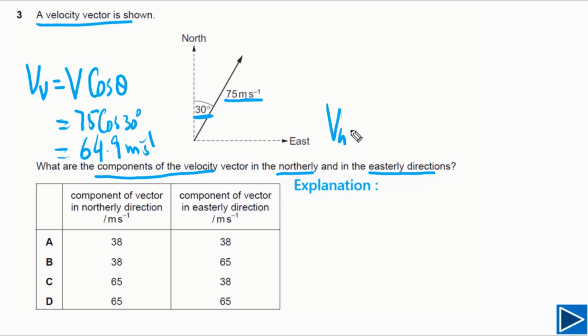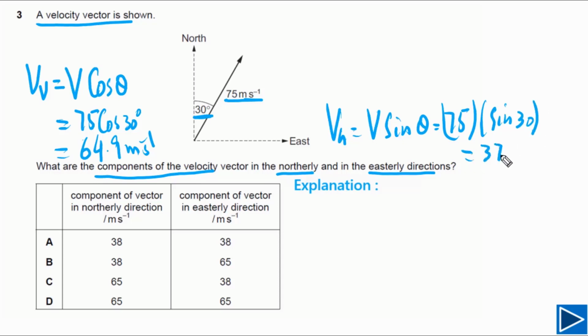We need to find the horizontal component, that is equal to V sine of the angle, sine of this angle. So simply we can write down this is 75 times sine of 30 degrees. In this case, our final answer will be 37.5 meters per second, or approximately we can say this is equal to 38 meters per second. So this is the correct answer.